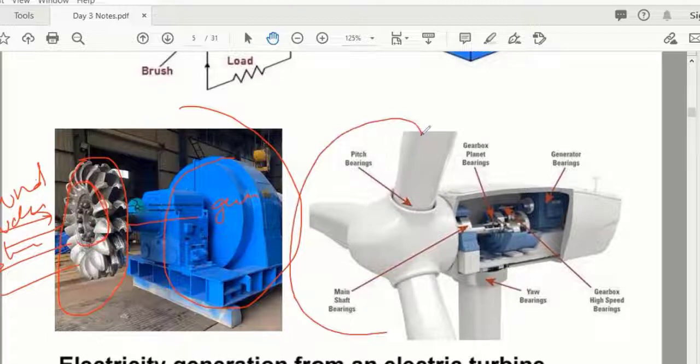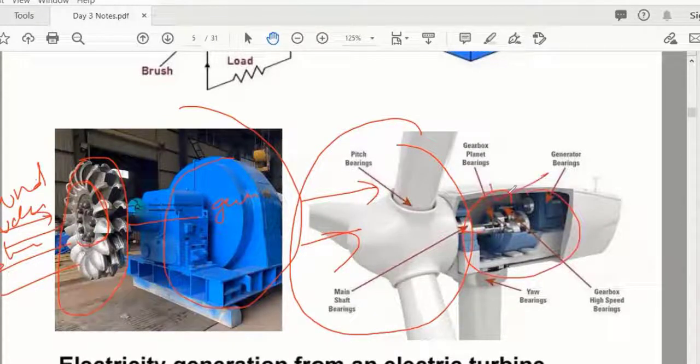Here, for example, in a windmill, these wings move due to the wind. Here they have a generator, and then the generator produces electricity. So this is the main function, how electricity is produced.